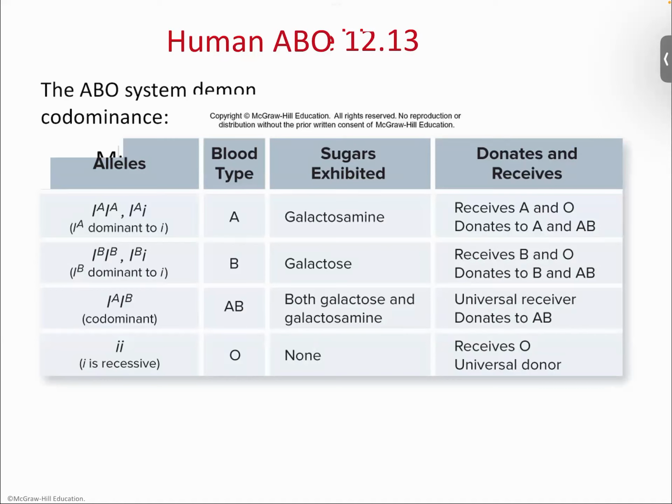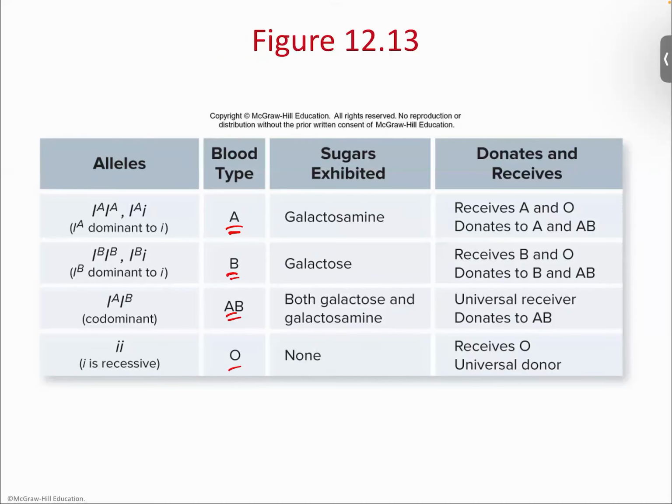Now, when we take a look at our blood type, we have our 4 different blood types, we saw this in the lab, right? So we have A type, B type, AB, and O. And remember, these are glycoproteins with different carbohydrate pieces to these forms. In the A type, the carbohydrate is what's called galactosamine. In the B type, it's galactose.